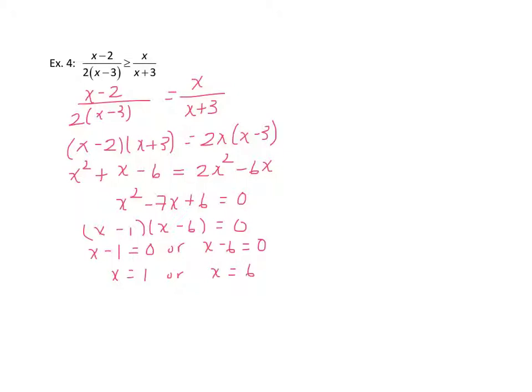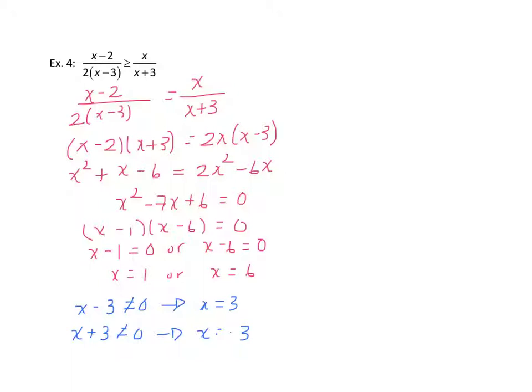As far as our domain restrictions, I cannot have x minus 3 equal to 0, nor can I have x plus 3 equal to 0. So along with the critical points of 1 and 6, we must recognize asymptotes at 3 and negative 3 as we set up our number line.